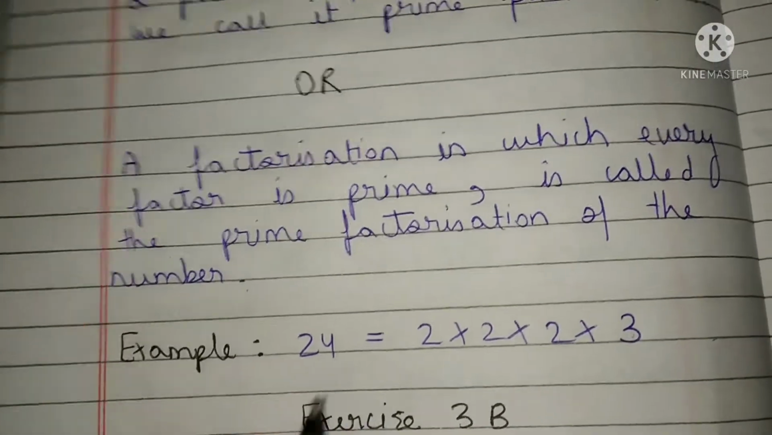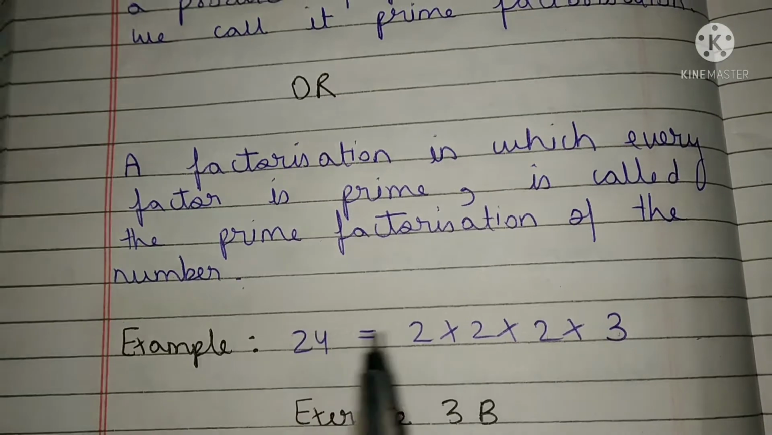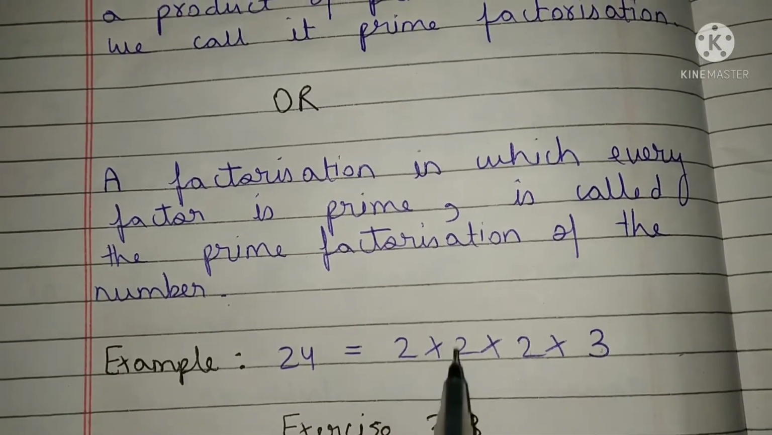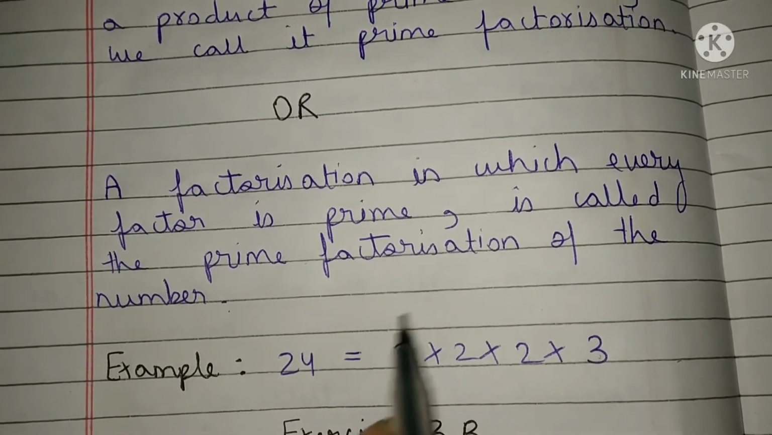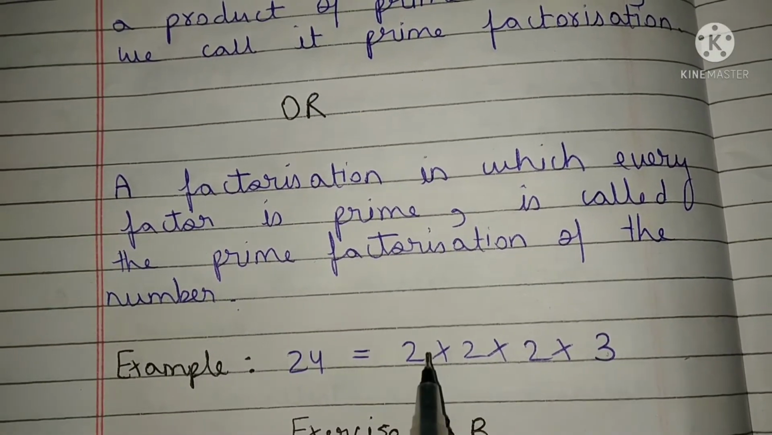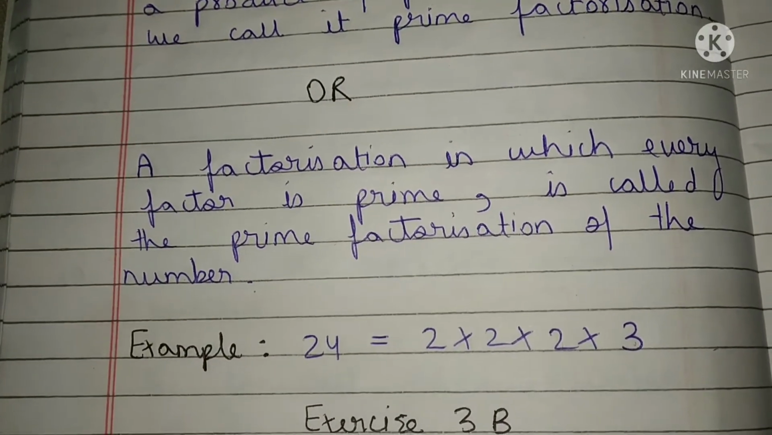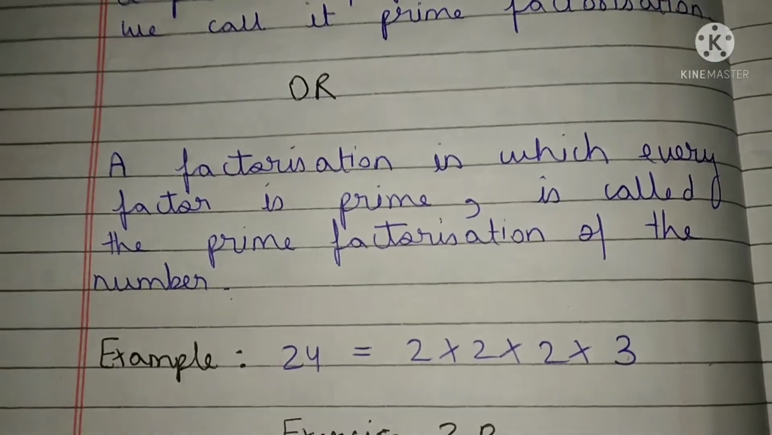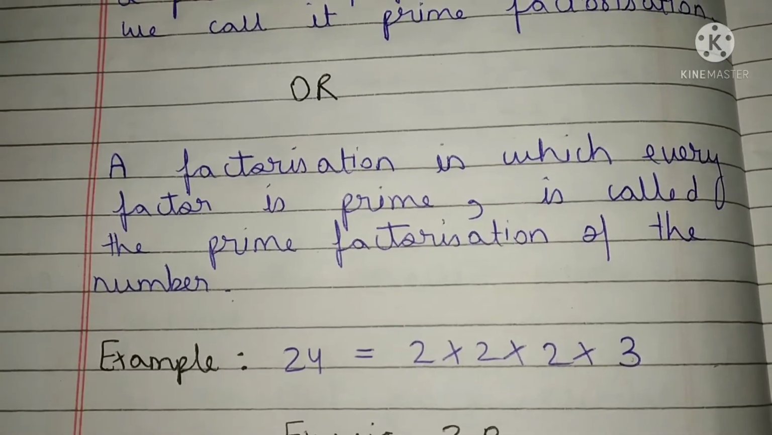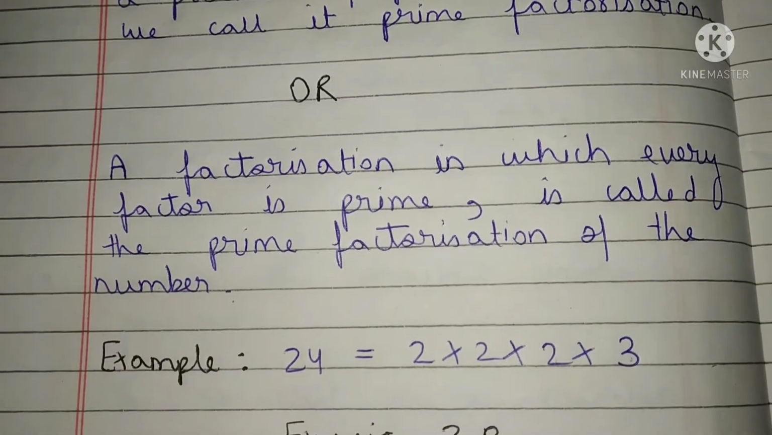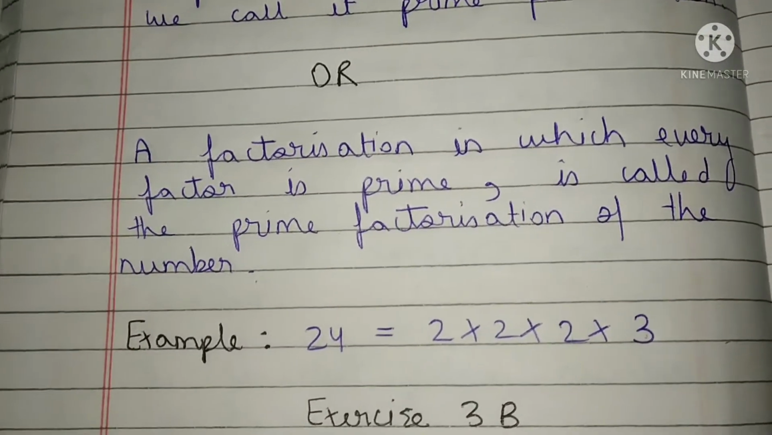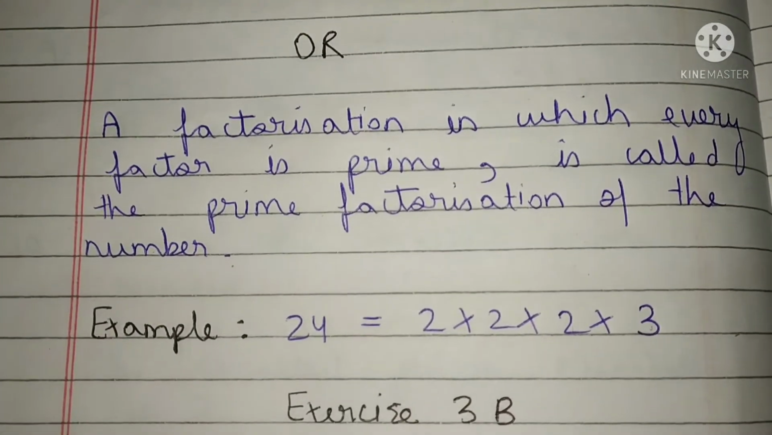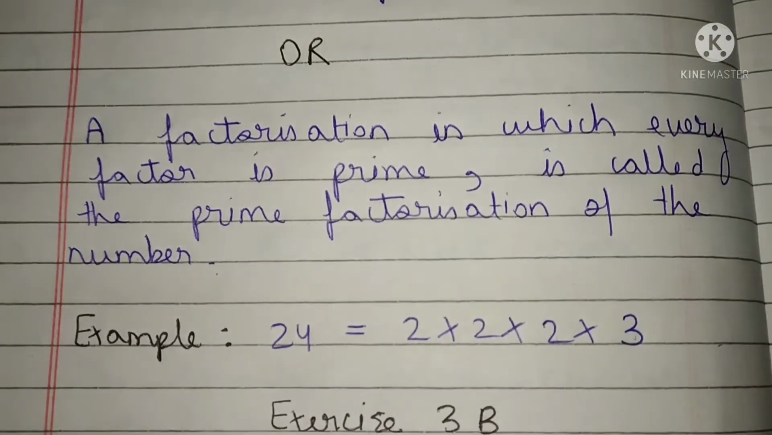Students, here factors of 24 are written in the multiplication form or the product form, that is 2 into 2 into 2 into 3. So this is called the prime factorization of 24. Students, in simple language, factorization means dividing the number into smaller parts. But prime factorization means breaking the number into a set of prime numbers, then multiplying the prime numbers together to get the original number.